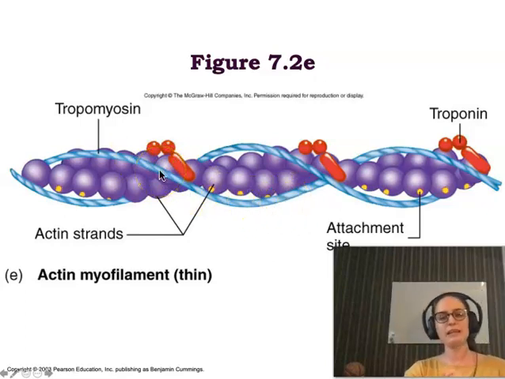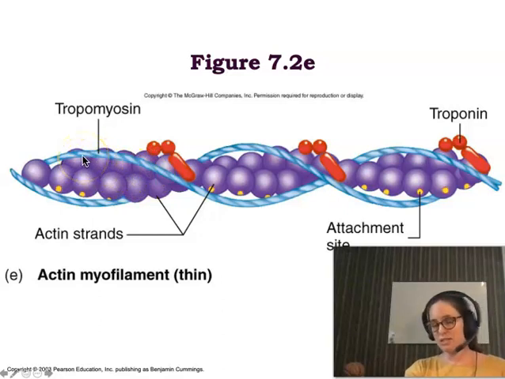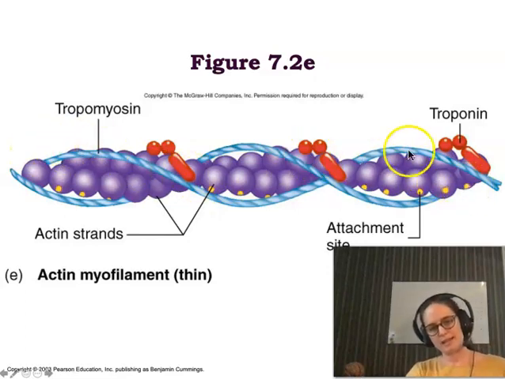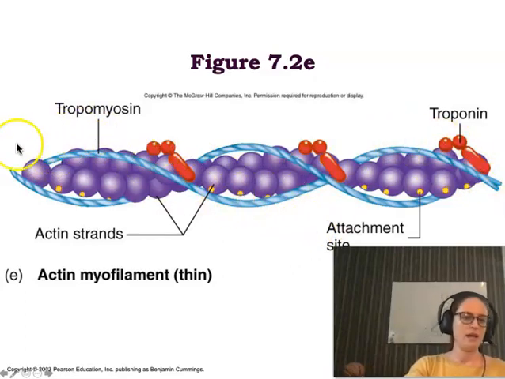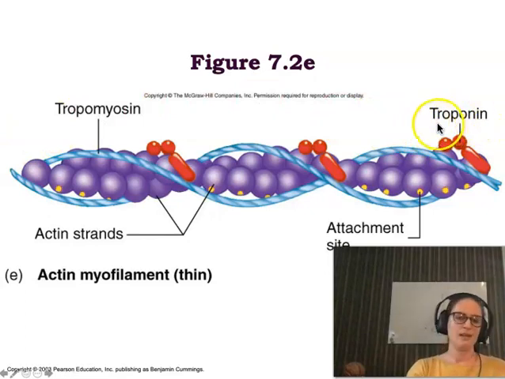Tropomyosin is a string-like protein that, in its passive state, blocks binding sites for myosin heads on actin. So it's wrapping around the actin. There's another protein here, and its name is troponin. Some people pronounce it troponin. I always illustrate it like a little snowman. I ignore this bit and just draw two little guys, and that's my troponin.